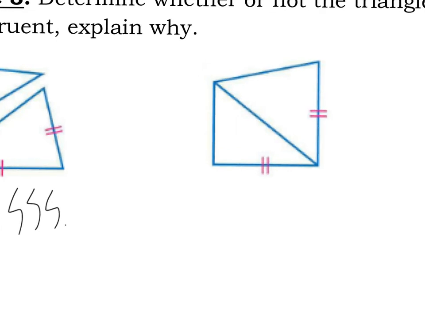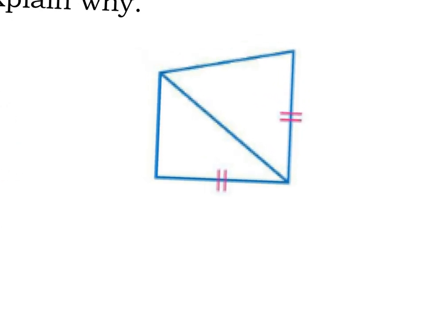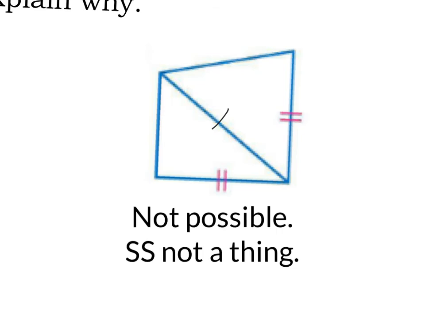So this one here has a side marked, and then they're sharing this one, so you can conclude that the shared side is congruent. But that's only pointing out two of the sides. None of the angles are marked as congruent. And so if you don't know that those angles are congruent, then this is not enough information. So I just wrote not possible because SS is not a thing.